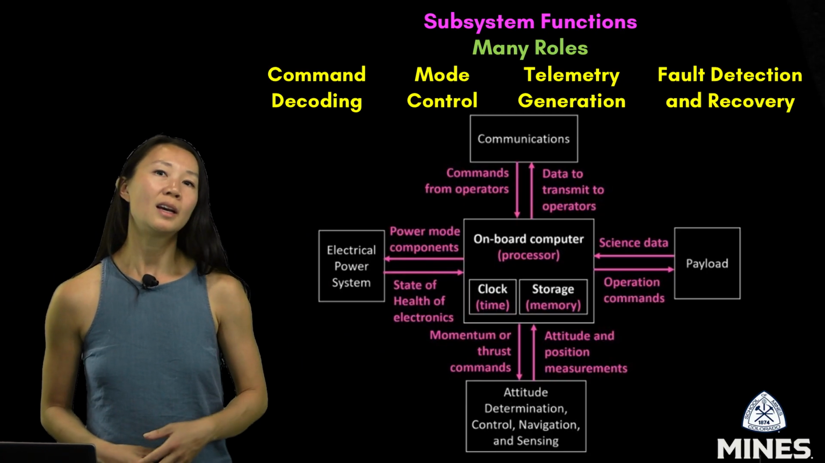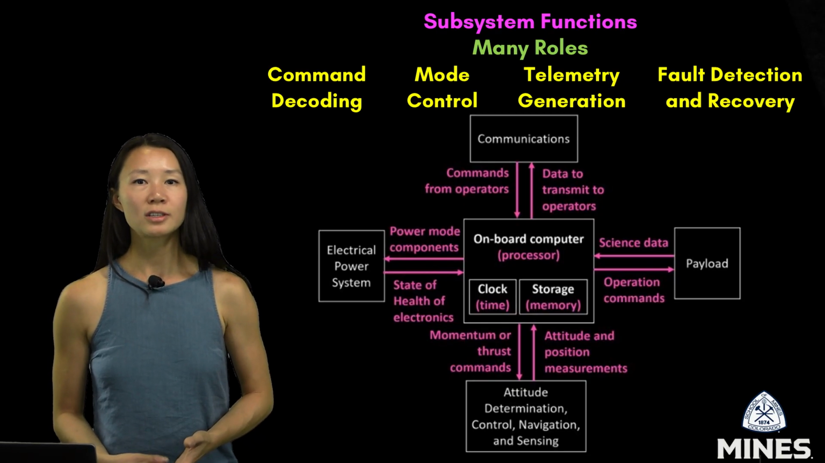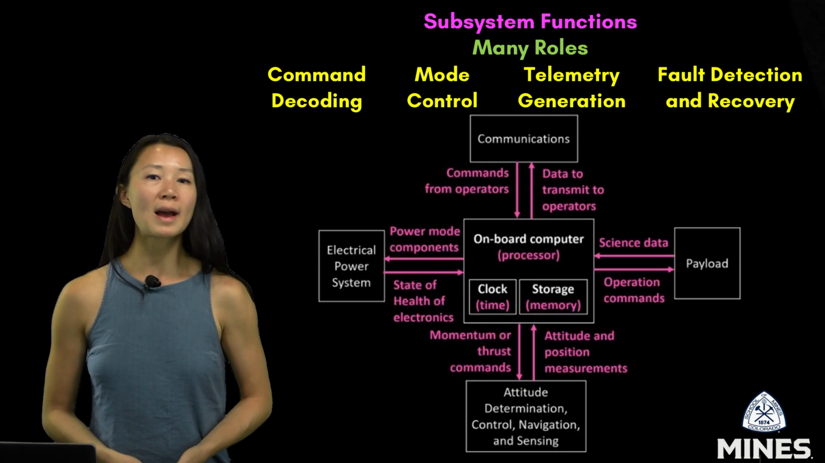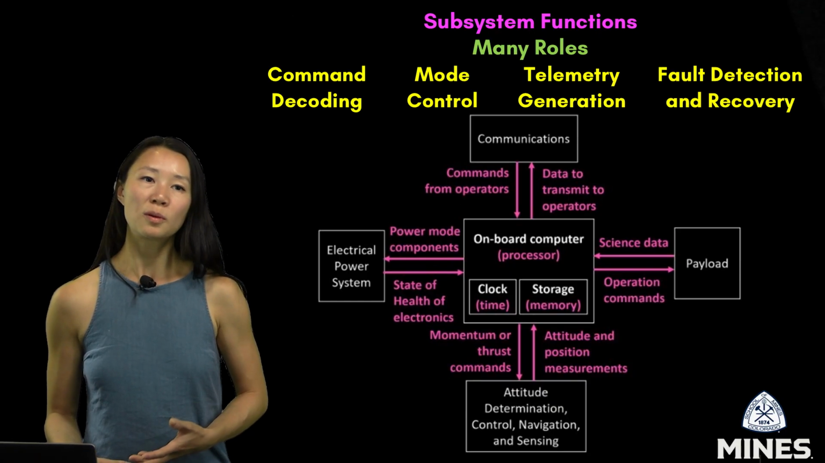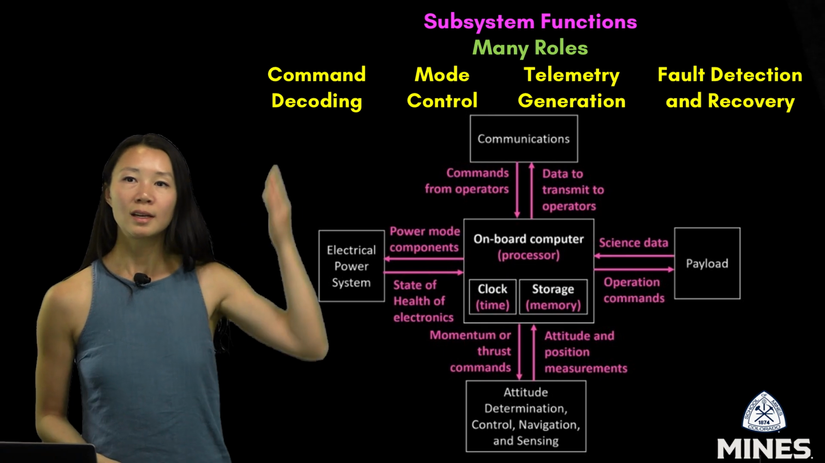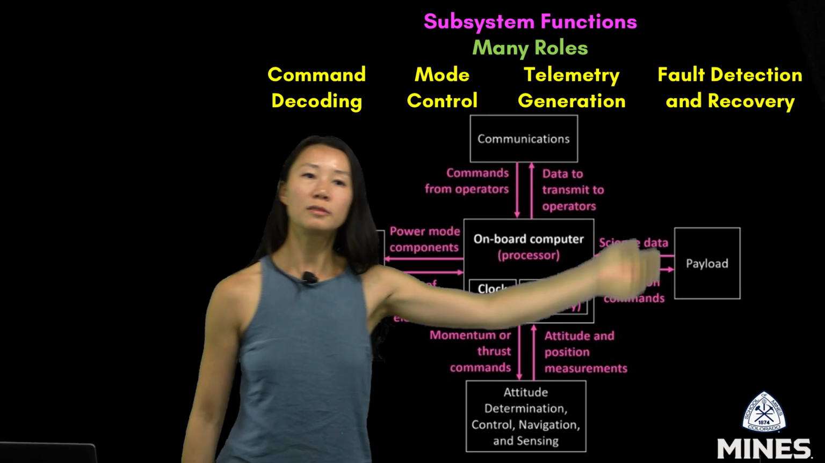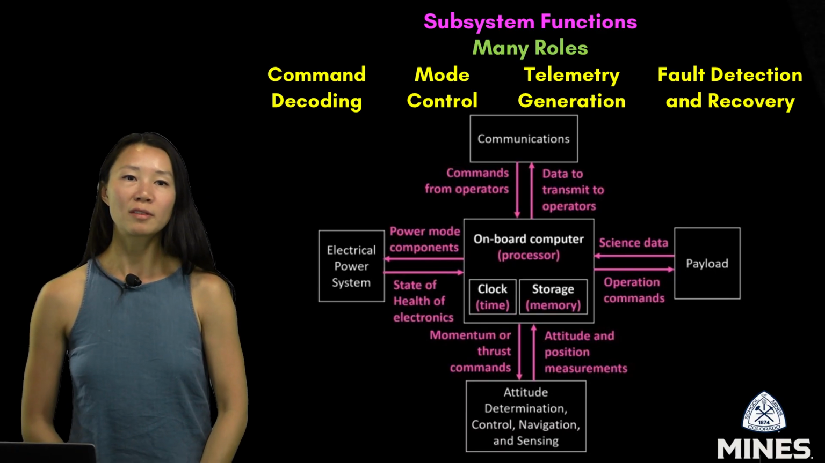To take a closer look at the many roles played by command and data handling, we have this flowchart. This diagram breaks down some of the key functions of CDH and shows how different signals are passed between subsystems in support of each role. We'll walk through four main CDH functions: command decoding, mode control, telemetry generation, and fault detection and recovery.